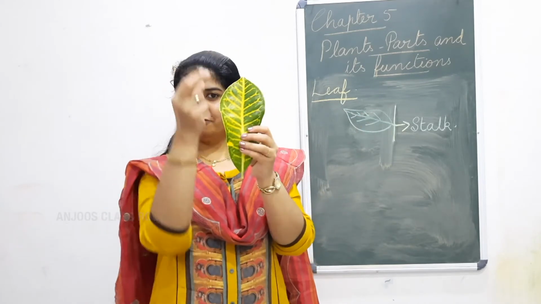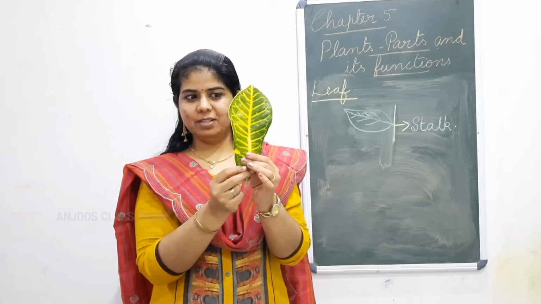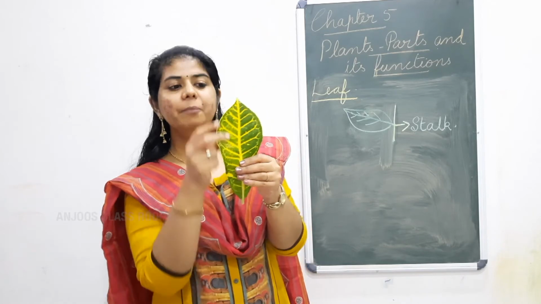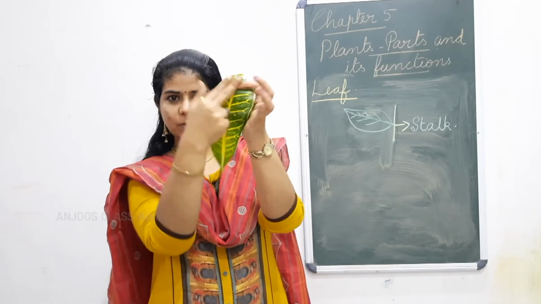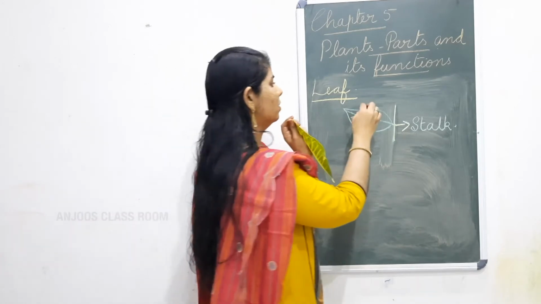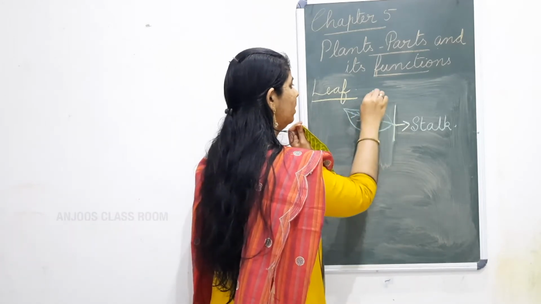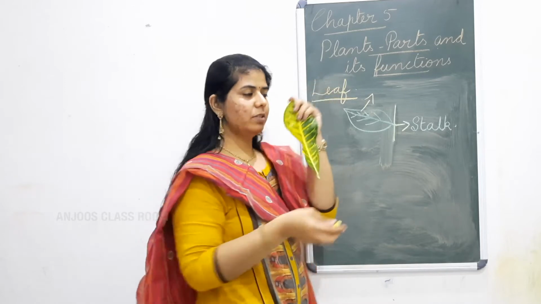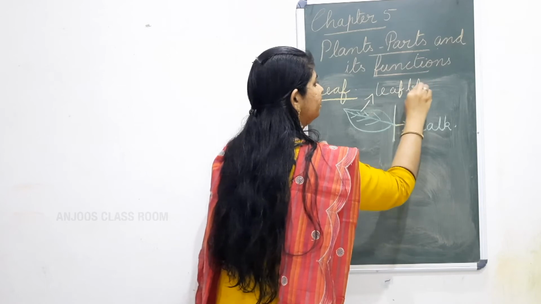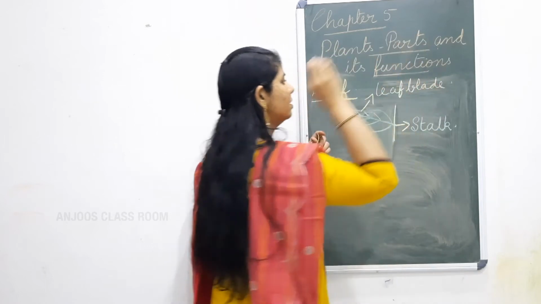Then we can see a flat green color surface, isn't it? That surface, we call it the leaf blade. This flat green surface is known as the leaf blade.